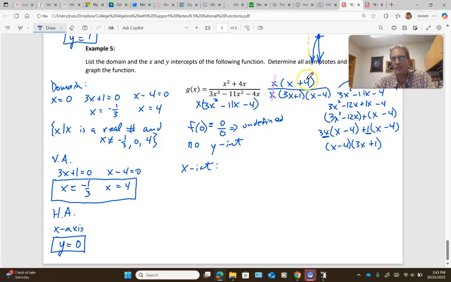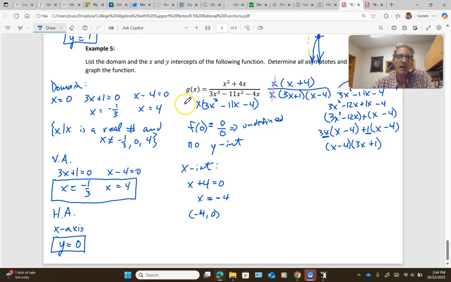Now, as far as the x-intercepts go, again, you're only going to take whatever's left from your numerator and set equal to 0. So you're going to get negative 4, but the x-intercept, again, remember, is a point, so its coordinates would be negative 4, comma, 0. So there's only one x-intercept. And there is no y-intercept.